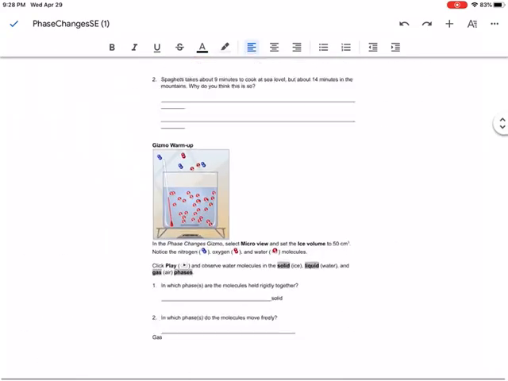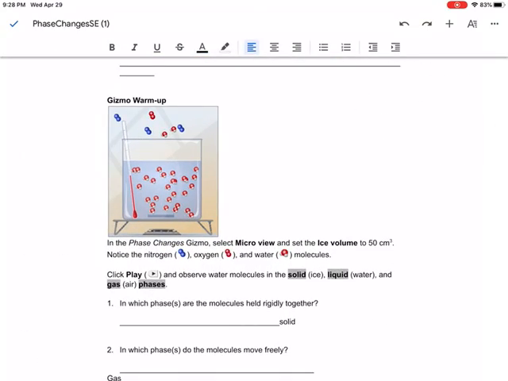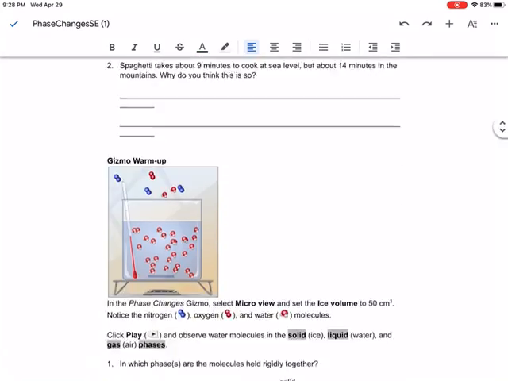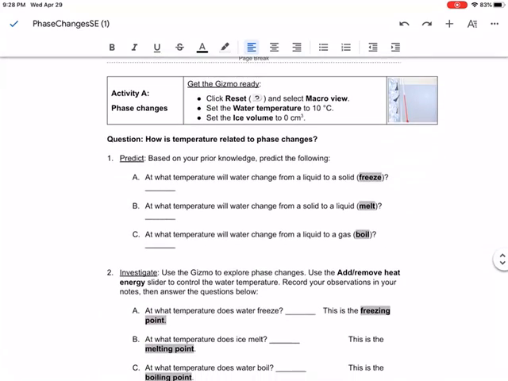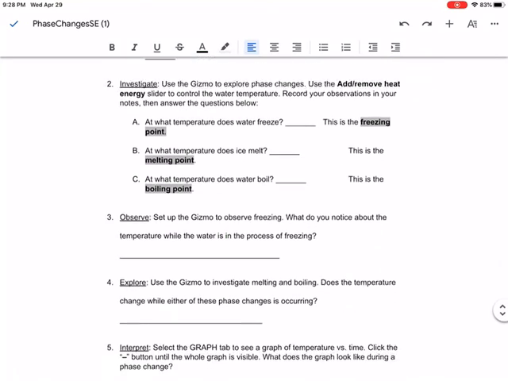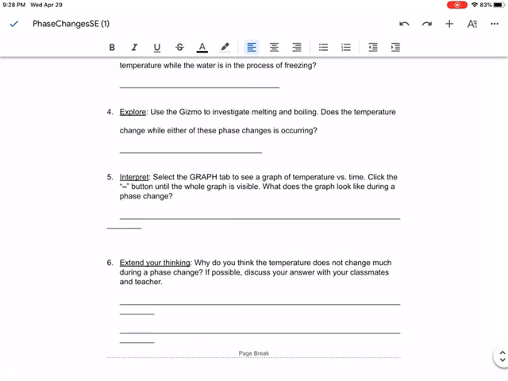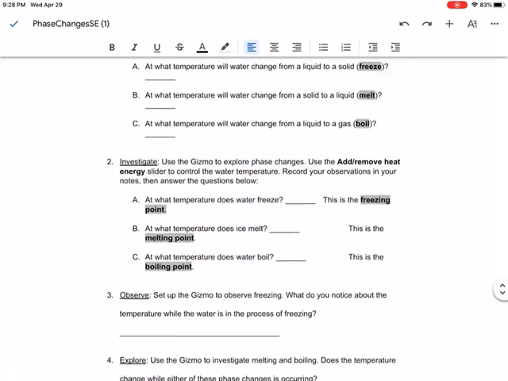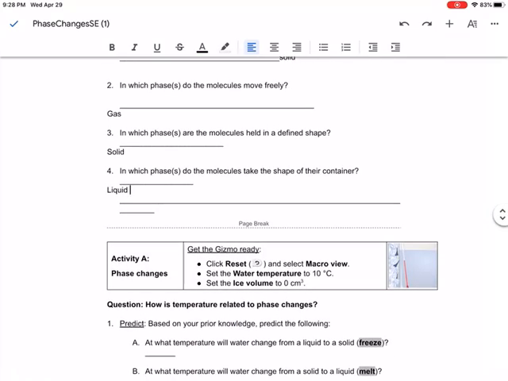All right, so that is where I end. So there is your warm-up and your prior knowledge question. You are going to attack Activity A by yourself. It looks like you're going to click reset, switch back to the macro view, change your water temperature, set your ice volume, and go right ahead. There are 6 questions. You should be able to do all of them.